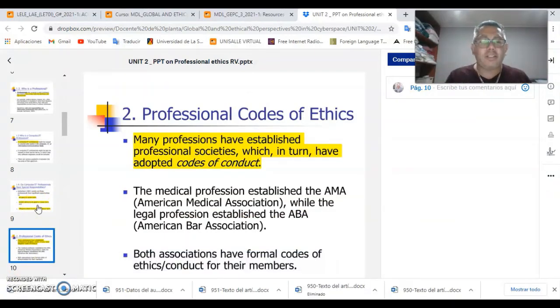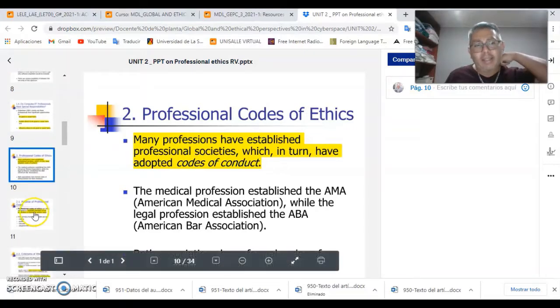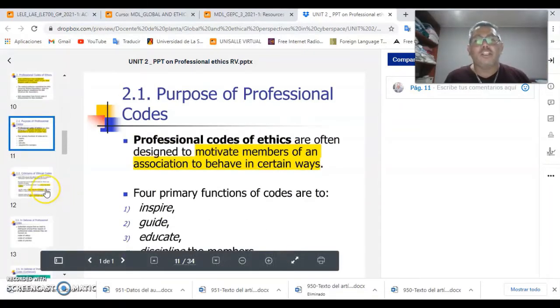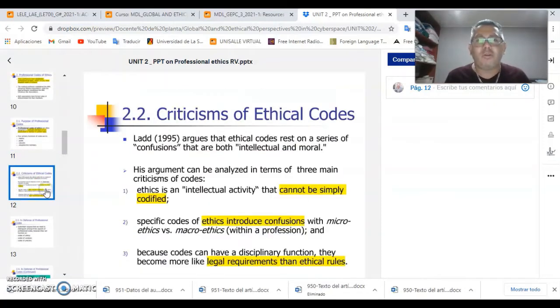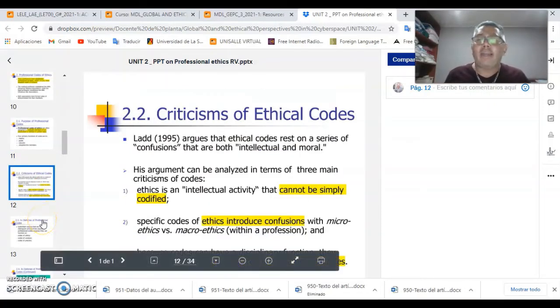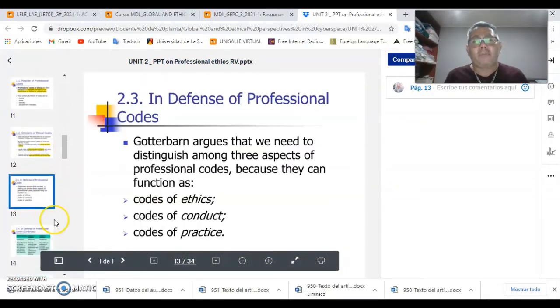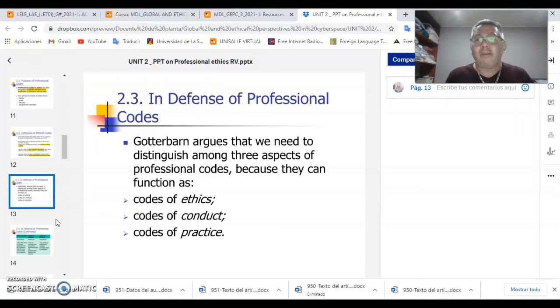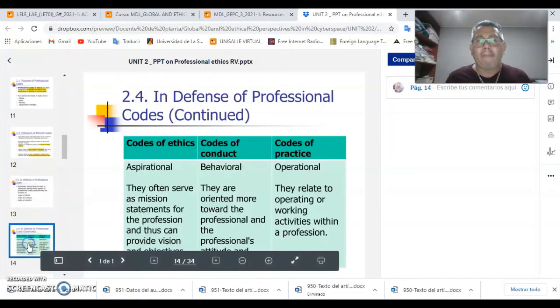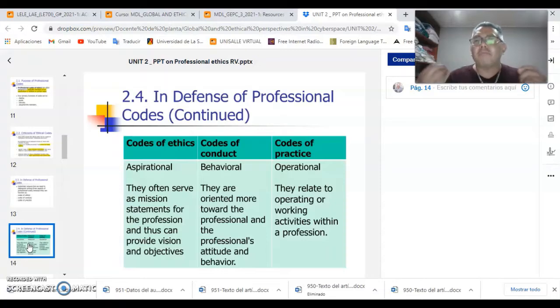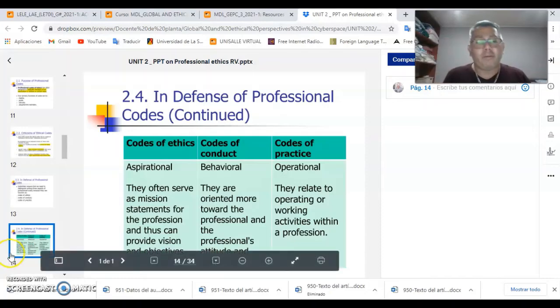The second aspect that I discuss in the presentation is professional codes of ethics: what they are, why they are important, how they work. In this second section of the presentation, there are some ideas of what the purpose of professional codes is, and why they have been criticized. Also in this part, I try to discuss the difference between codes of ethics, codes of conduct, and codes of practice. It is important that you have a look at this so that you can understand how those three concepts compare, but also how they differ.